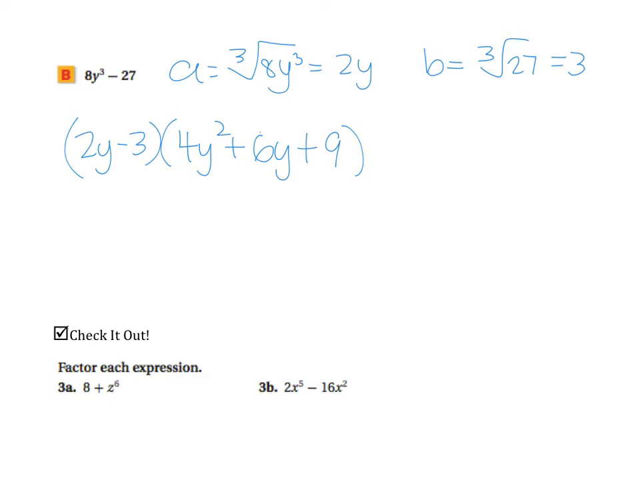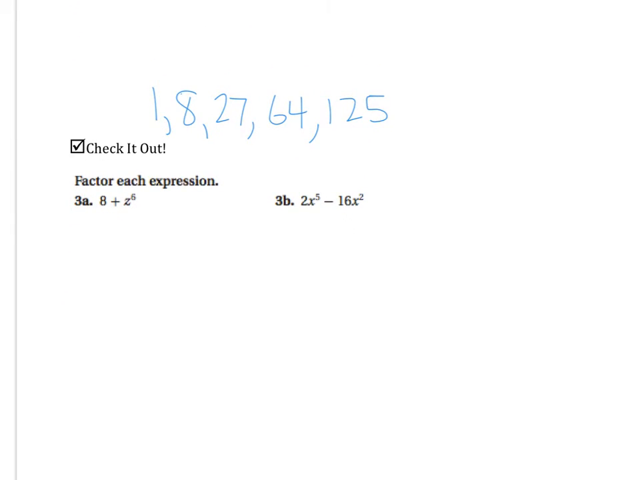So it might be wise to just go over the numbers that are perfect cubes. So 1 cubed is 1, 2 is 8, 3 is 27, 4 is 64, 5 is 125. They're probably the basic ones. So you want to just try yours.